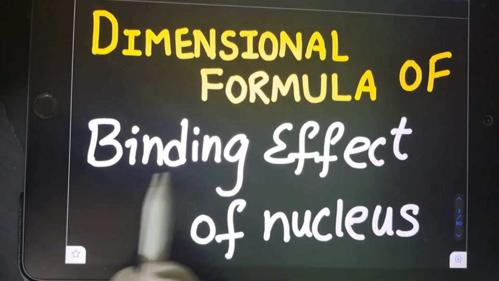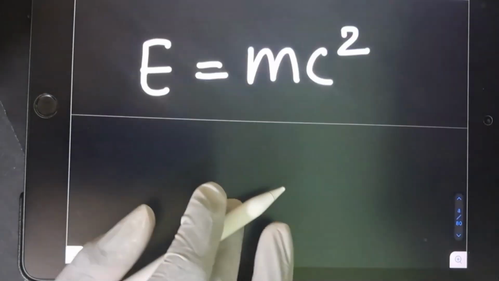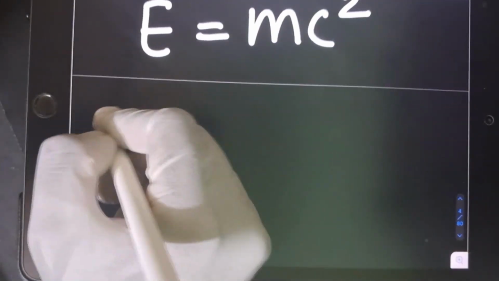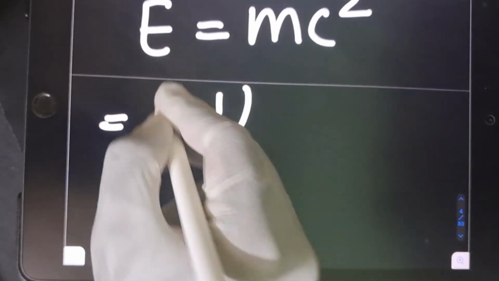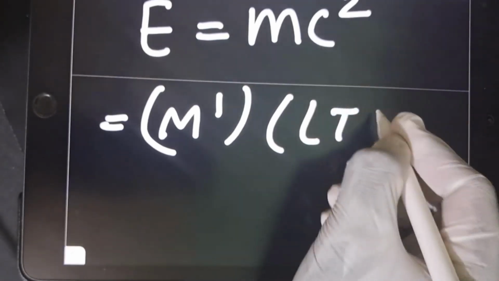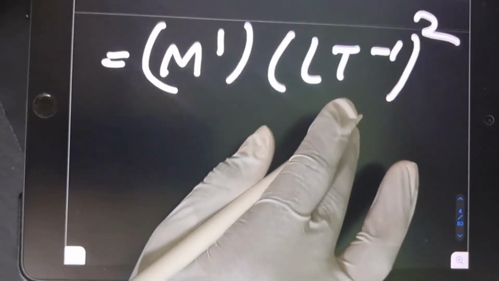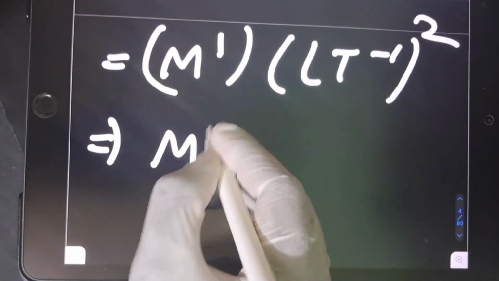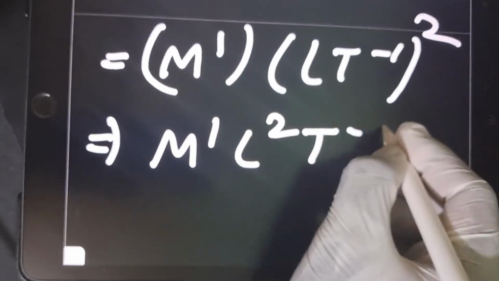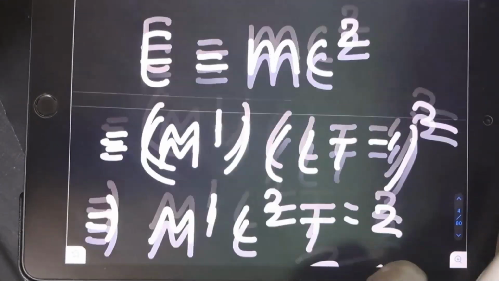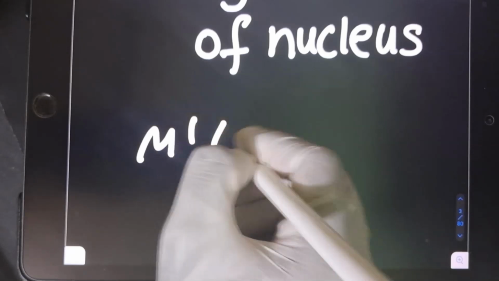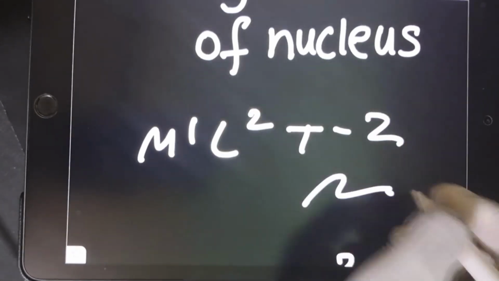To find dimensional formula of binding energy of nucleus, E is equal to mc square. Here m is mass, c is speed of light. So LT power minus 1, whole square. M power 1, L power 2, T power minus 2 will be the dimensional formula of binding energy of nucleus.